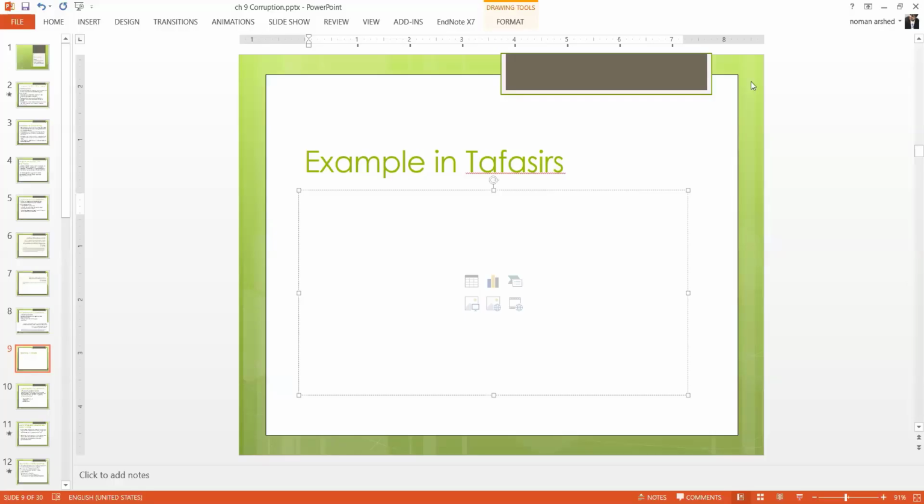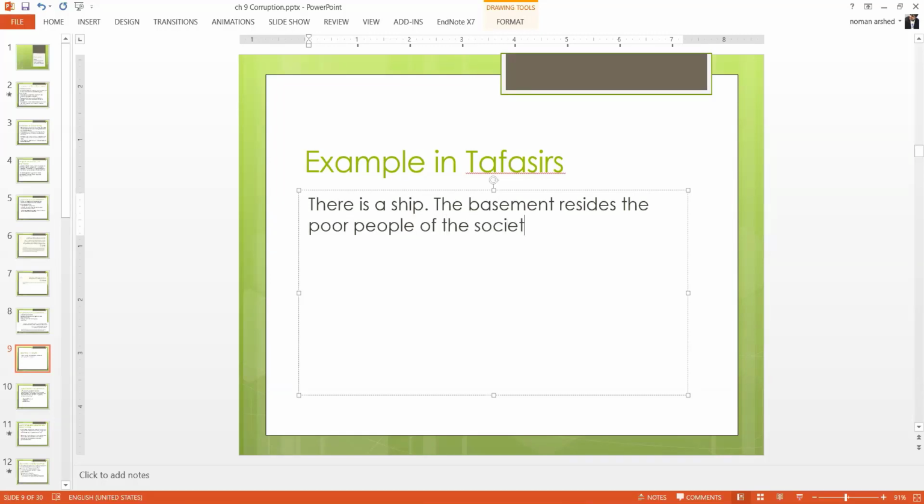So in Tafasir, there is an example available for this Amar bin Maruf and Nahi anil Munkar. This says that suppose there is a ship in which the basement resides the poor people of the society.